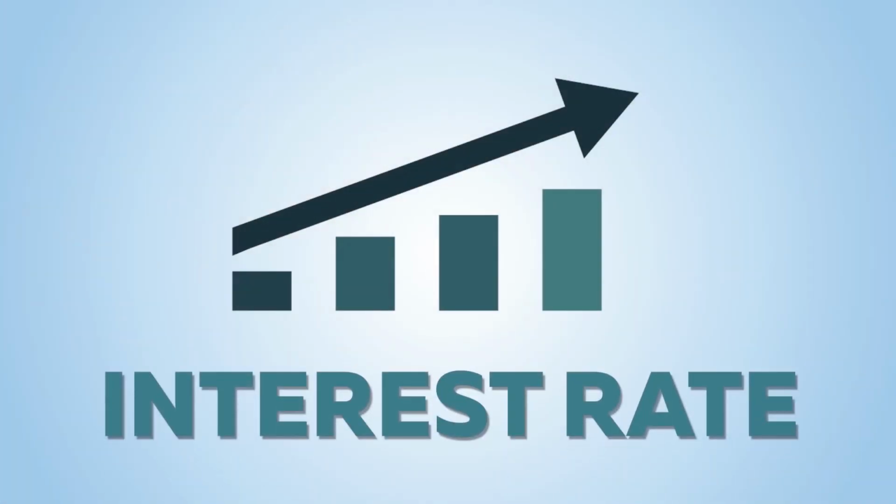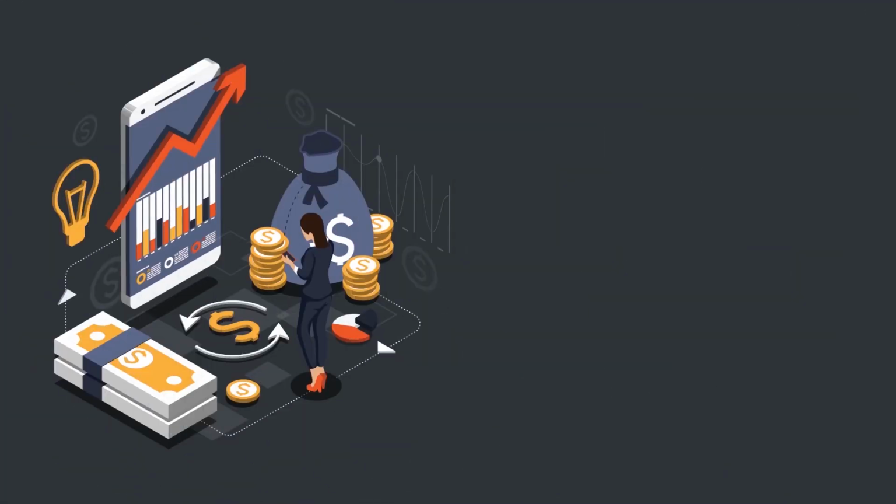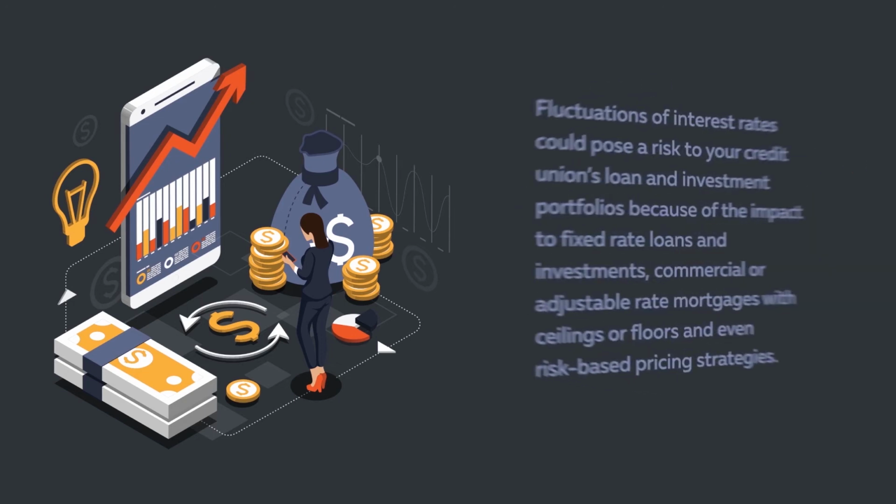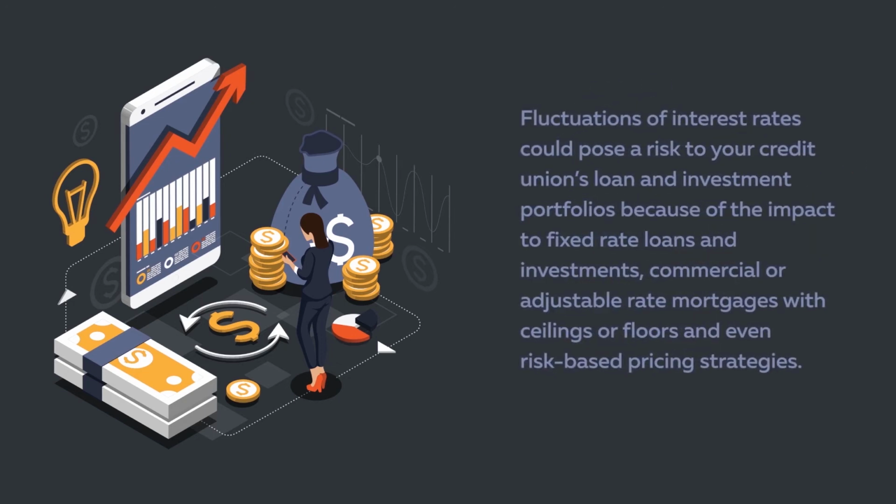Third is interest rate risk, or the risk of loss due to rising or falling interest rates. If rates change, what happens to the net interest margin of your credit union? How does it affect capital? Fluctuation of interest rates could pose a risk to your credit union's loan and investment portfolios because of the impact of fixed-rate loans and investments, commercial or adjustable rate mortgages with ceilings or floors, and even risk-based pricing strategies. Interest rate risk should be addressed in your business planning and policies.